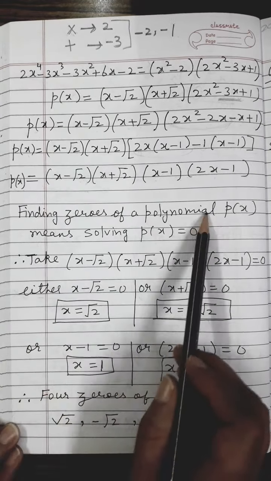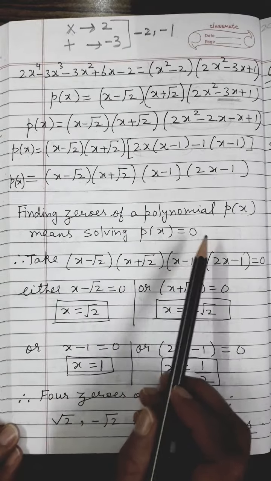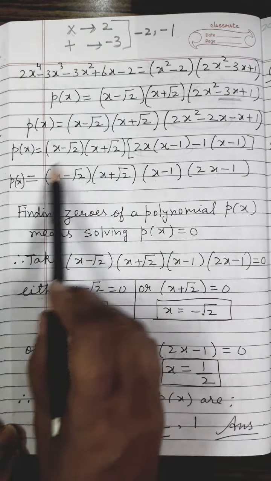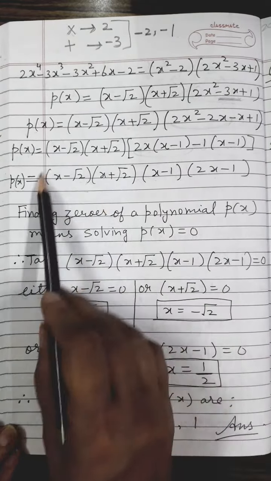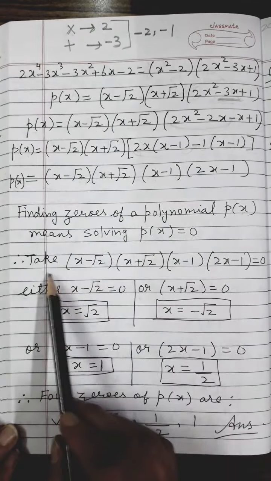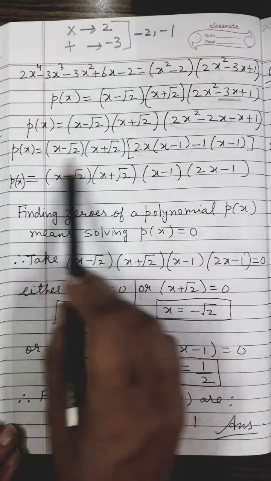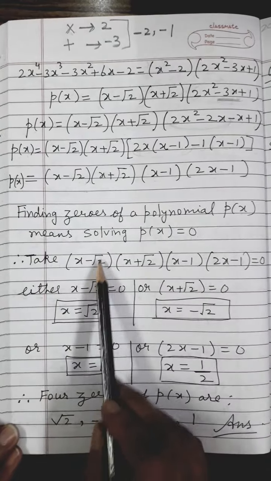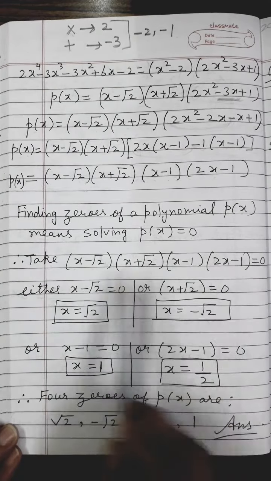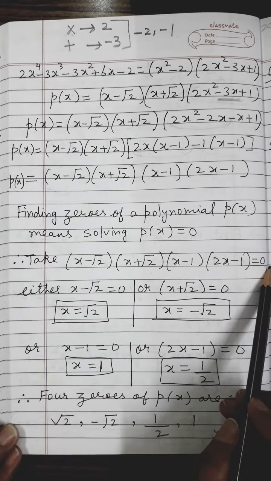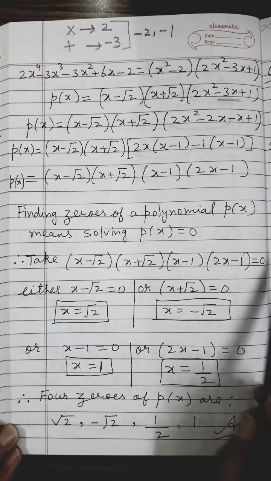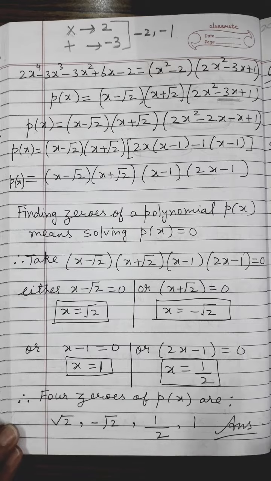Now finding zeros of a polynomial px simply means solving px equals to 0. I have to find the zeros of this polynomial. It simply means that I will solve this equation. This right side I will equate to 0. px equals this full right-hand term. So I will write down this right side: x minus root 2 into x plus root 2 into x minus 1 into 2x minus 1 equals to 0. What we did is equate px equals to 0. Now I will solve this equation for x. Whatever values of x you get, those will represent the zeros of the polynomial px.